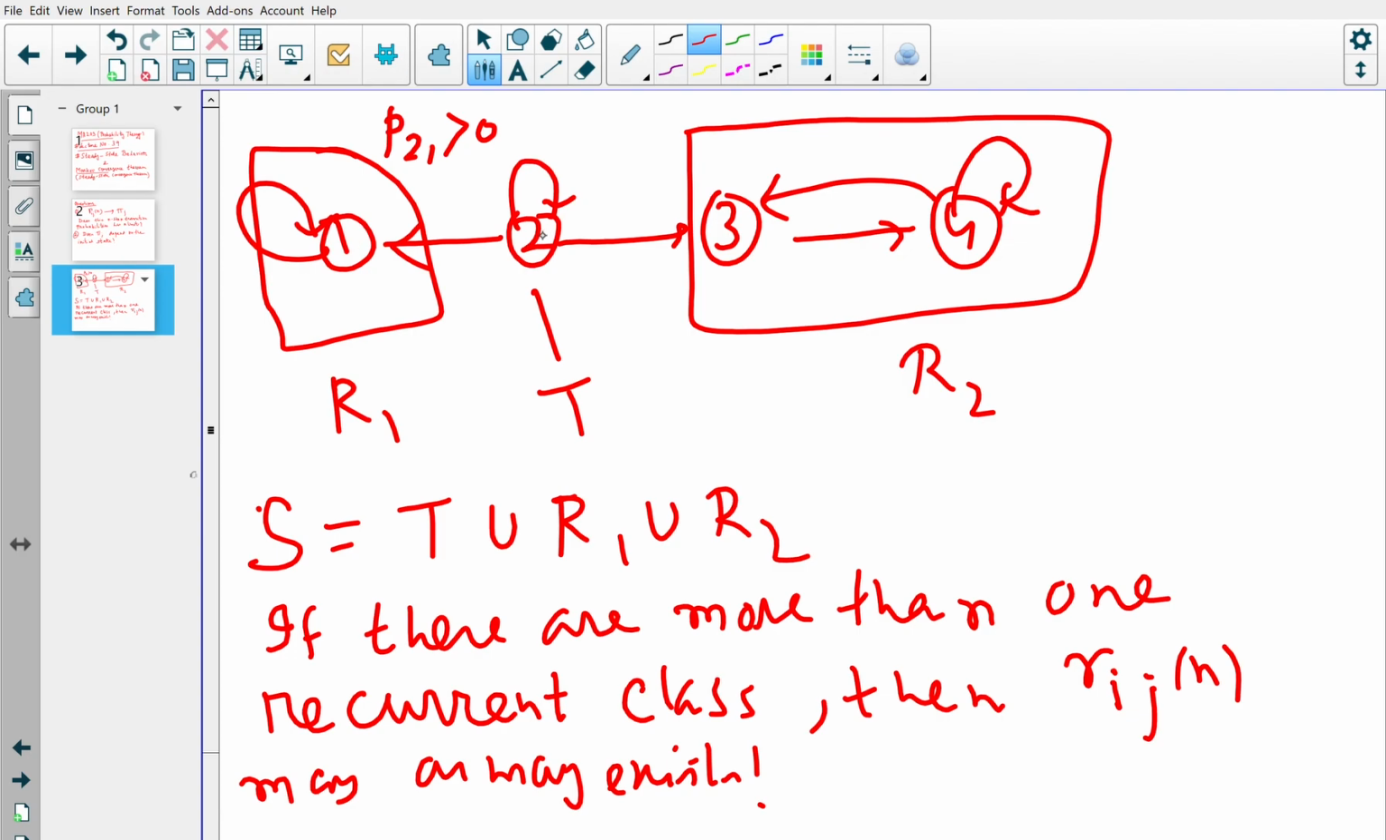But if you start with 2, you can come to 1 or 3. And if you come to 1, then it will stay there. If you start with 1, then in the long term it will always be 1. If you start with 2, you can come to 1 and it will always be 1. So in that case the limit exists, but sometimes it may not exist, so it depends on the initial state. This is one example where you may or may not have this limit.